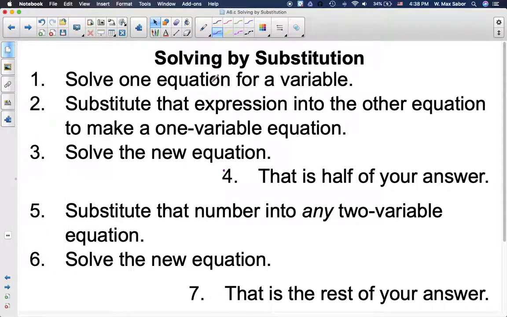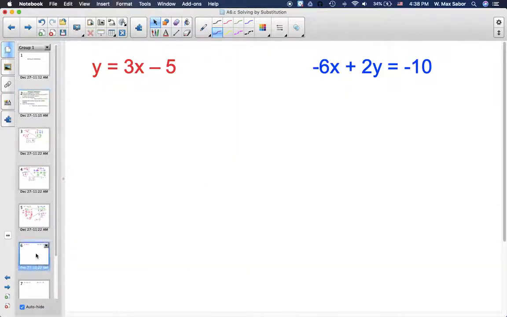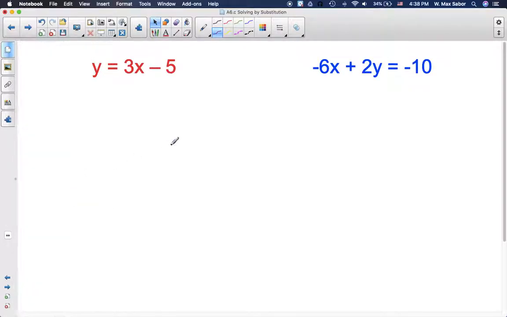That we solved an equation for a variable, we got y by itself, we plugged it into the other equation, solved the new equation, getting x or y, and then plugged it back in to find the other one, which is the rest of the answer. We got 3 more examples here for you.